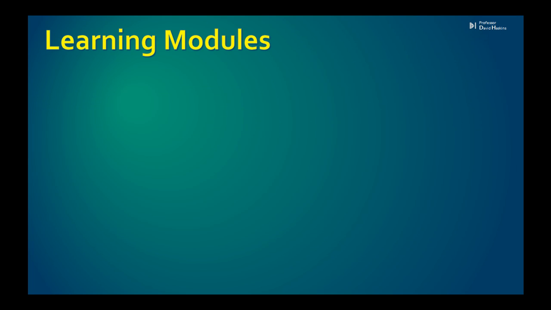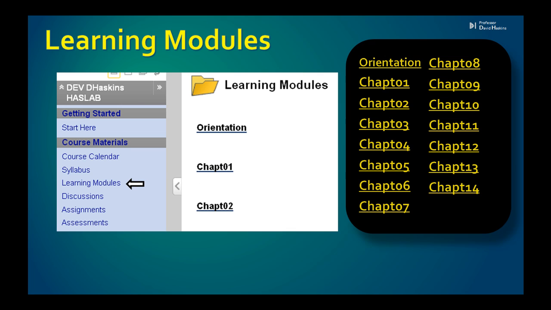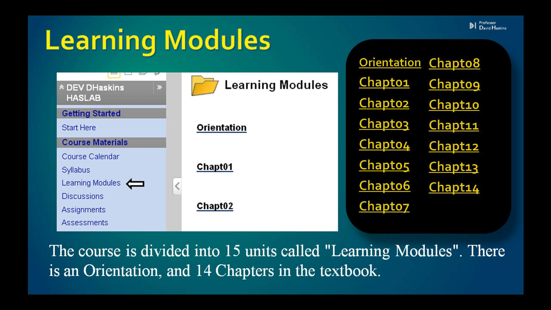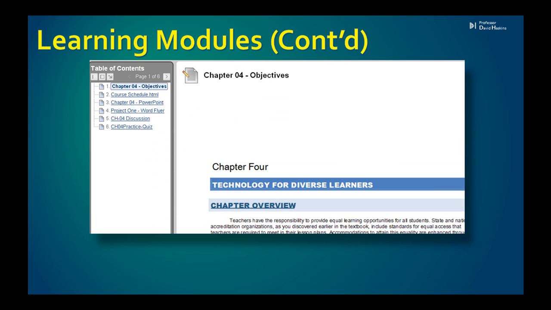The next tool is the learning modules. There are 15 modules, an orientation, and 14 separate chapters from the textbook. Inside each learning module you will find chapter objectives, a course schedule, a PowerPoint presentation, a chapter discussion, and a chapter practice quiz. Some of the modules also include projects and exams.